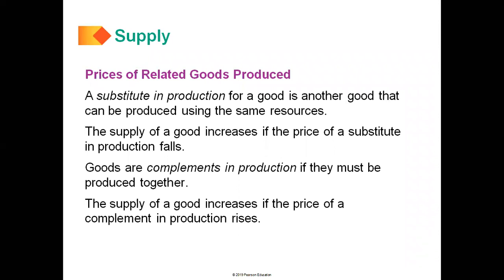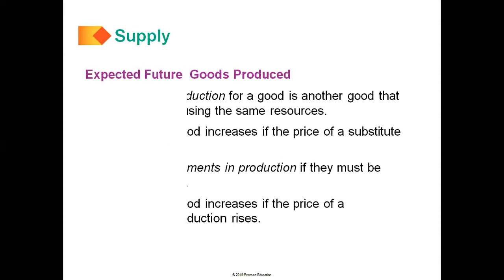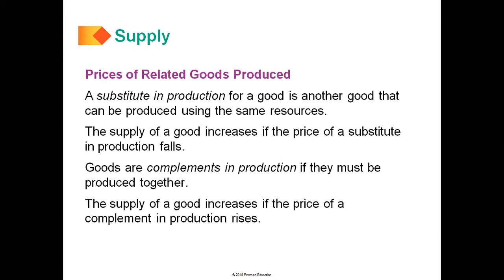I'm trying to think of the example here. I always struggle with that. Let's see. Goods that have to be produced together. Okay, so maybe curds and whey. You make cheese. Well, if you make cheese, you're going to have curds and whey, and so yeah. If the price of a complement rises, well, you're going to produce more. We just talked about that. It's one of the things that changes.